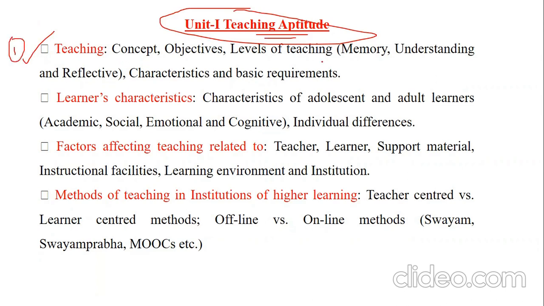Okay, and you have details of the topic over here. Second topic is with respect to learners' characteristics. Third topic is with respect to factors affecting teaching. And the fourth topic is methods of teaching in institutions of higher learning. So we will be having questions on all the topics.